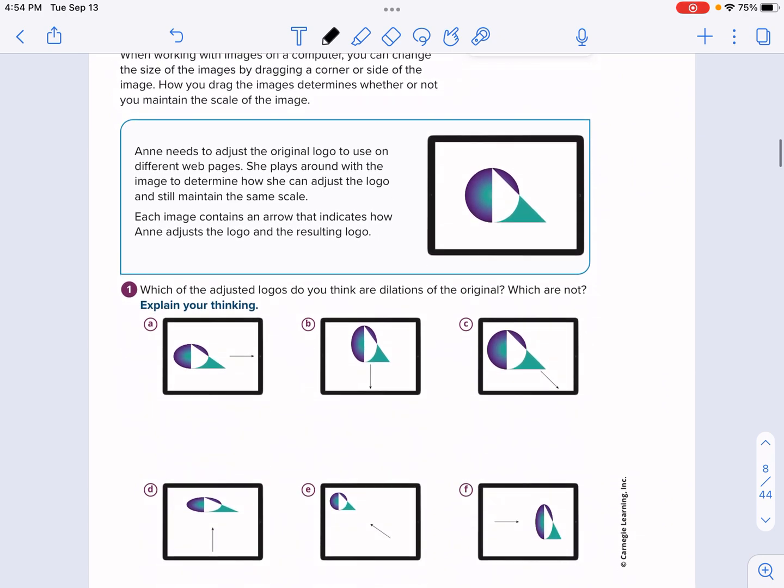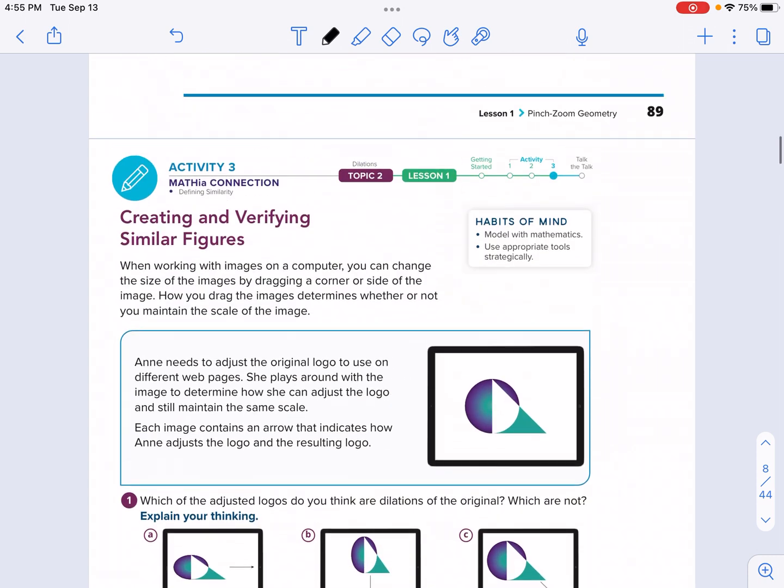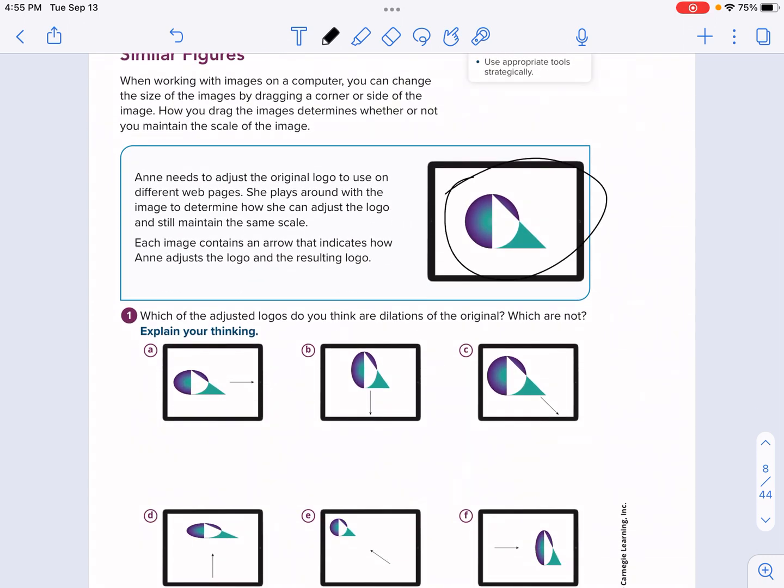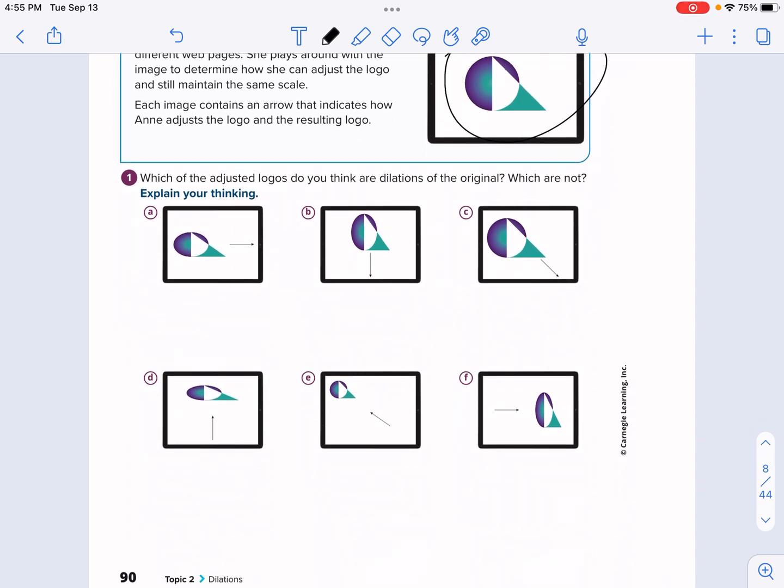In activity 3 on page, I believe this is page 90. Yep, we're looking at this original logo here. It says Anne needs to adjust the original logo to use on different web pages. She plays around with the image to determine how she can adjust the logo and still maintain the same scale. Each image contains an arrow that indicates how Anne adjusts the logo and the resulting logo. Number 1, which of the adjusted logos do you think are dilations of the original, which are not? Now for this, if we look at this figure, it can't be stretched horizontally or stretched vertically. It has to maintain its shape. It could be a different size, that's perfectly fine. It could be smaller or bigger, but we're going to cross out things that aren't.